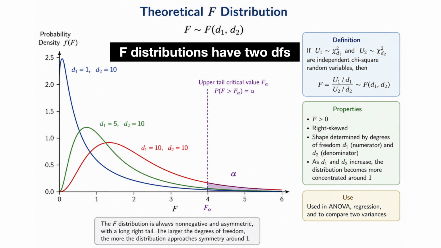ANOVA tests whether your F is significantly different from 1. Your statistical software calculates the F ratio and then compares it to a theoretical F distribution that would occur by chance if the null hypothesis were true. If your F is way out in the tail of that distribution, you get a small p-value. You reject the null hypothesis.